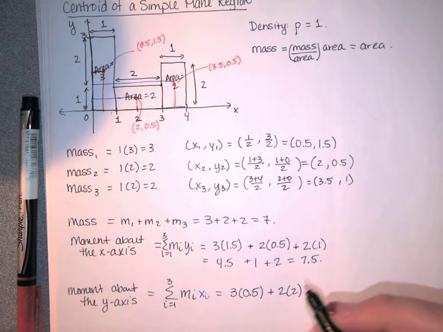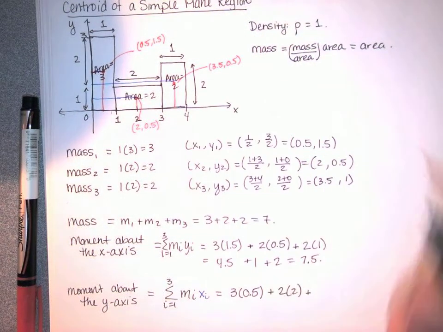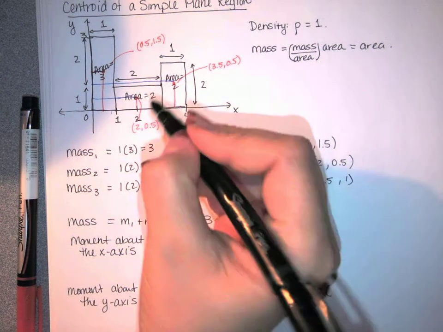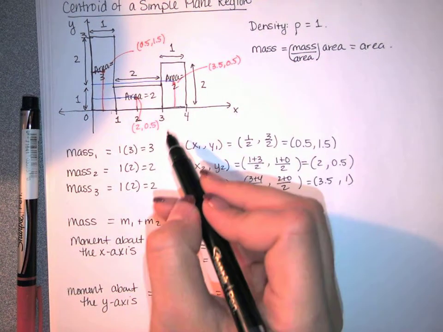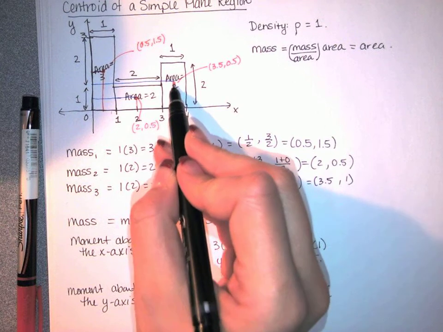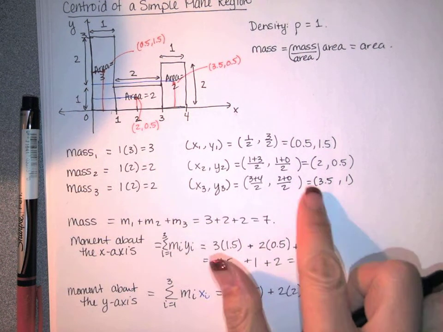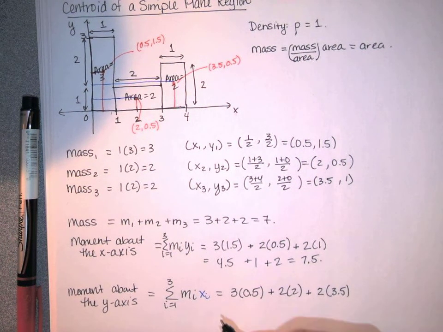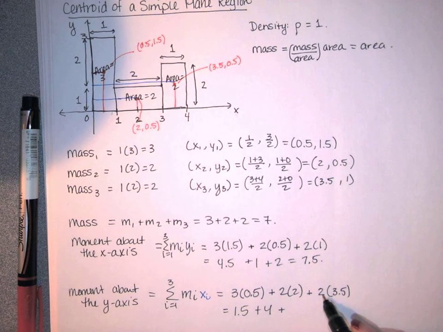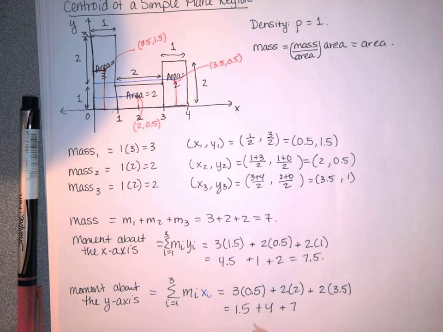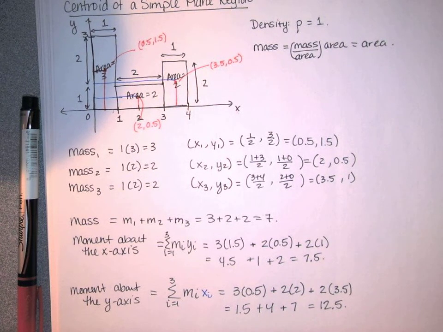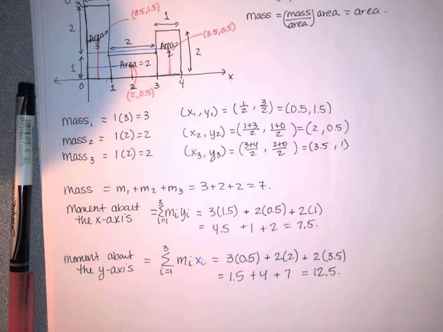And then on this last one, I've got the mass of this guy, which is the same as the area of that guy, times the distance to the y-axis, and it looks like that's 3, that's 4. The distance to the y-axis is 3.5. Or you could just take that 2 and multiply it by the x value there. When you add these together, you get 1.5 plus 4, plus what's that? 6 plus another 1 is 7. So we've got 11 plus 1.5 is 12.5. That's the moment about the y-axis of the entire system.